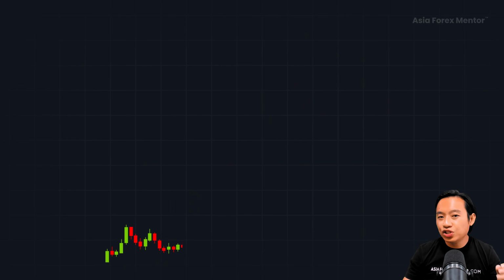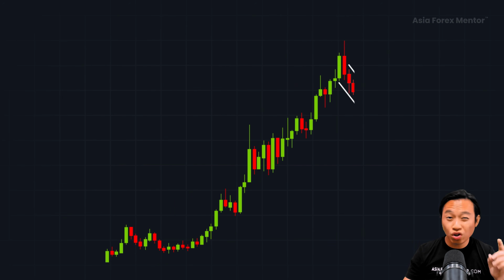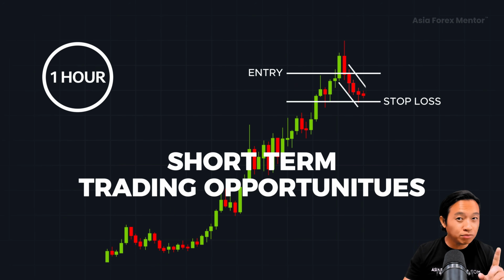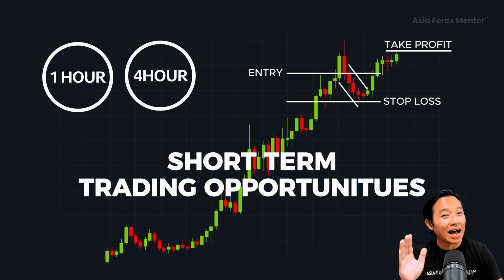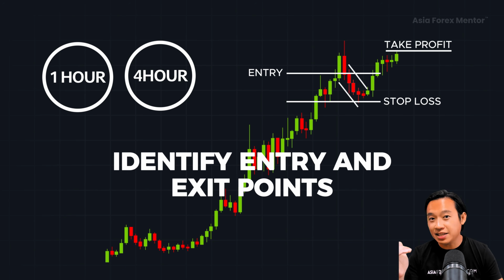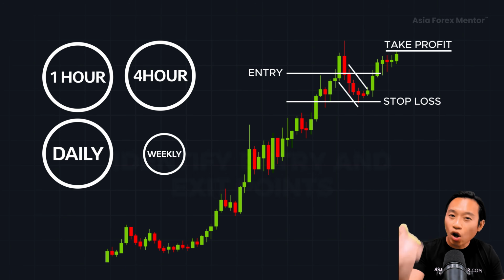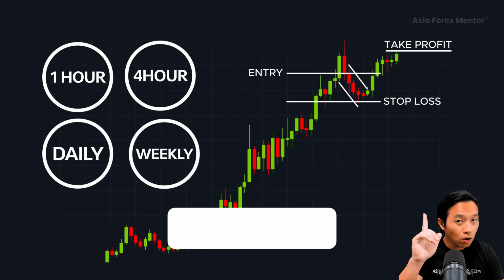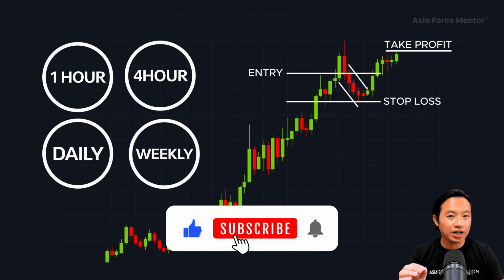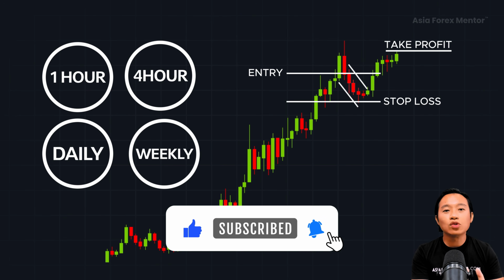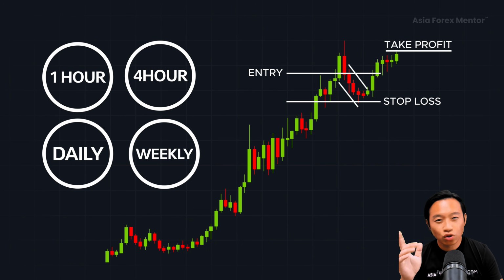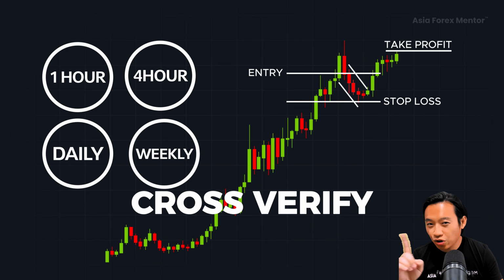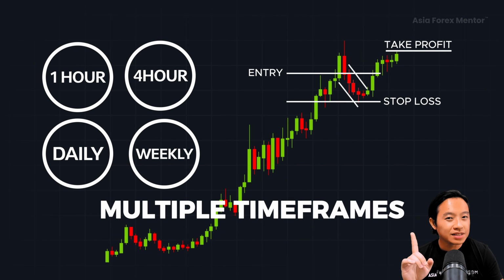So traders use the flag pattern to not only spot short-term trading opportunities, right? For example, in the lower time frames, but also to identify potential entry and exit points for the longer term trades or to validate existing trends. So this allows us to enhance the reliability of the pattern. It is advisable to cross-verify it across what? Multiple time frames before trading the flag pattern.